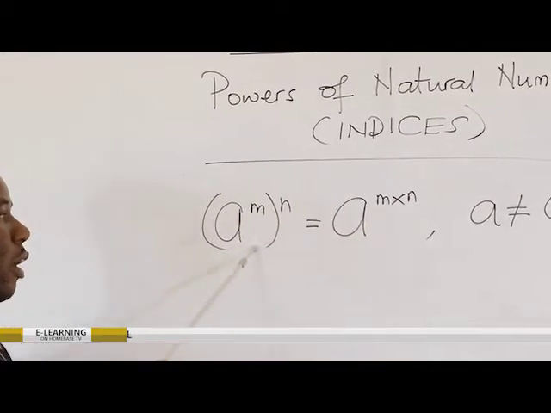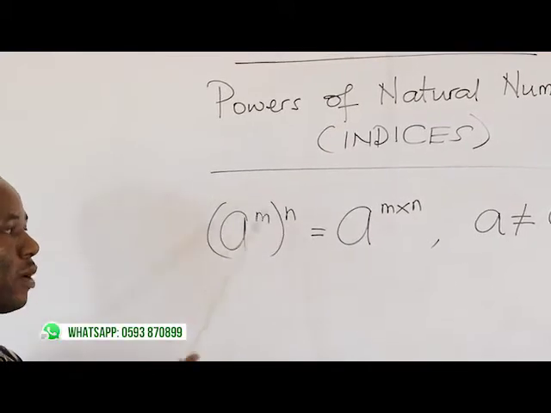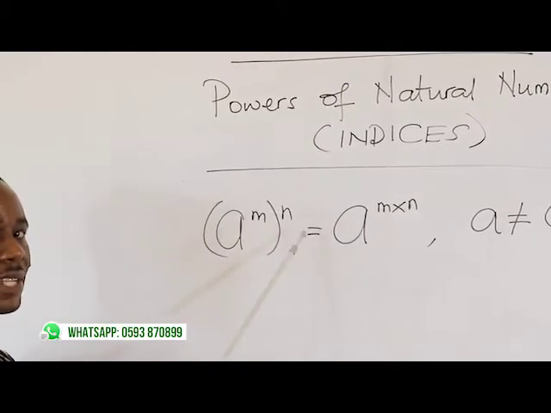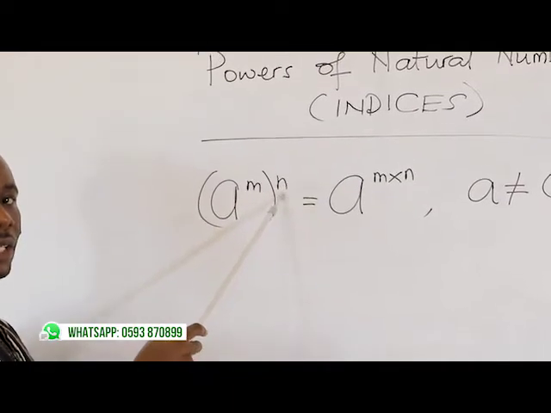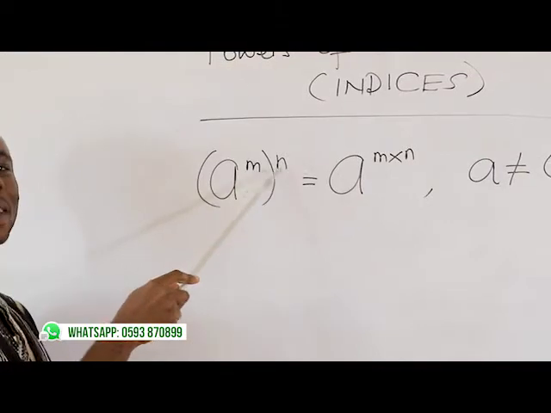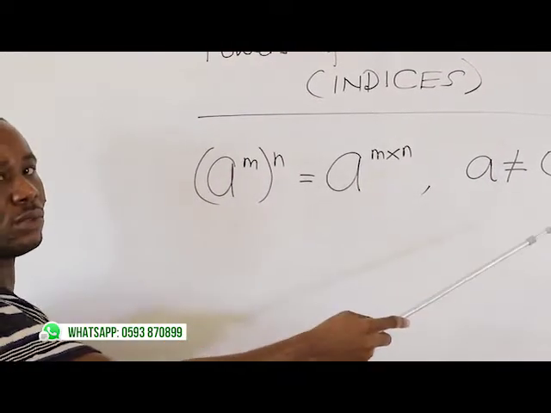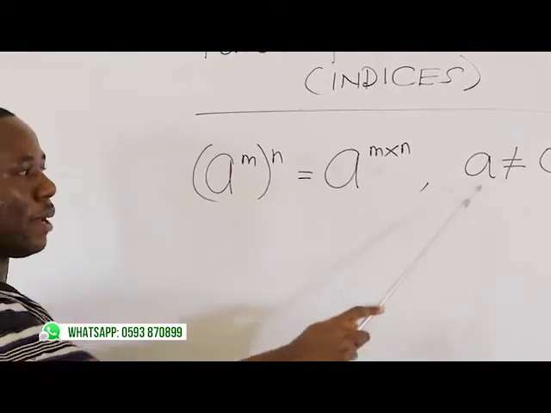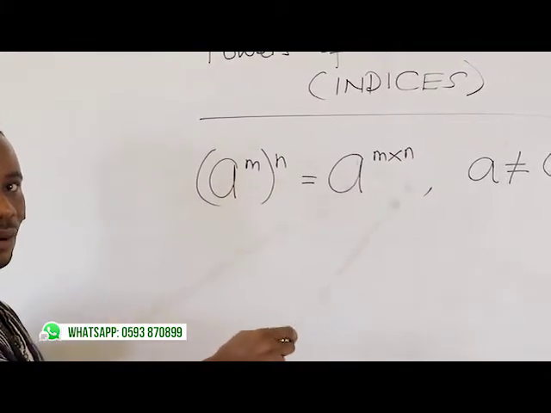So you can see on my left side we have an exponent n in the bracket, then outside the bracket we have n. So what this means is that we still keep the base and then we multiply the exponents since bracket means multiplication. So that's the rule. And as usual, the base can never be equal to 0. I explained it last time. The base can never be equal to 0.